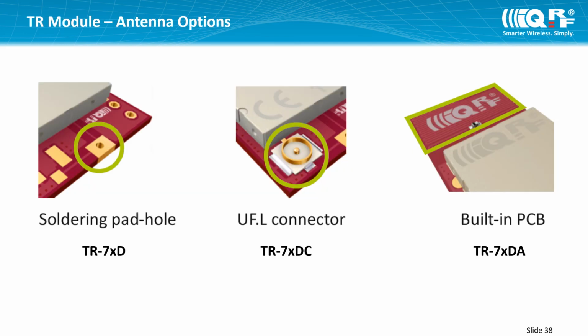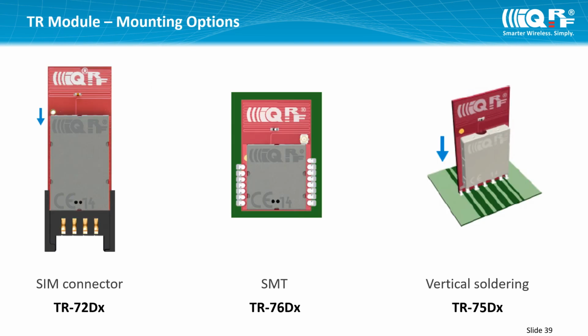The user can choose a TR module according to the antenna solution. There are three options: TR module with the integrated antenna, TR module with the antenna connector, or TR module with the soldering pad hole. There are also three mounting options. TR module can be inserted to the SIM connector, and TR modules are intended for soldering in the horizontal or vertical position.